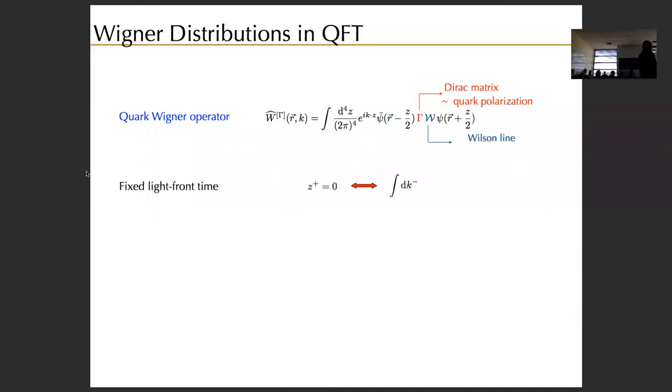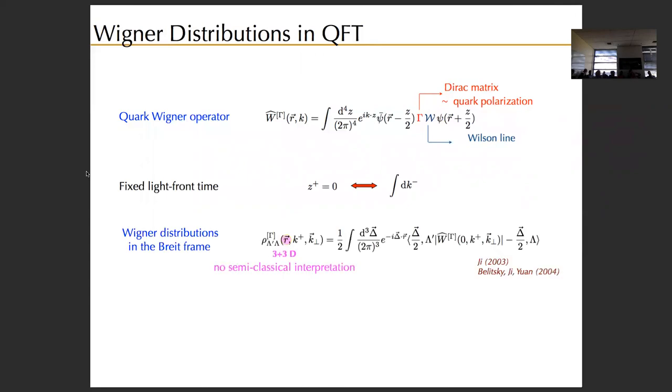Then we take this operator at fixed light-front time, which corresponds to integrating over the minus component of the momentum. And then, following the first work by Ji, Belitsky and Feng, you can define a Wigner distribution taking the matrix element of this operator on the two states, which are taken in the Breit frame. Then you make a translation from R to zero, and you get this factor. Integrated over Delta, you get the three-dimensional Fourier transform of this matrix element, which is a definition of the Wigner distribution in six dimensions. You have three dimensions in the coordinate, three dimensions in the momentum.